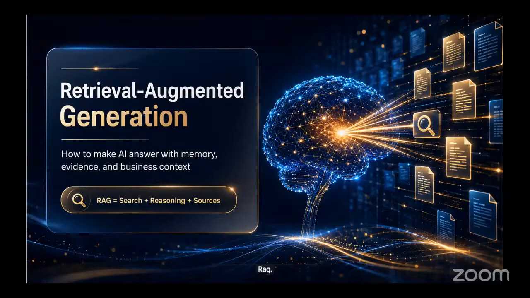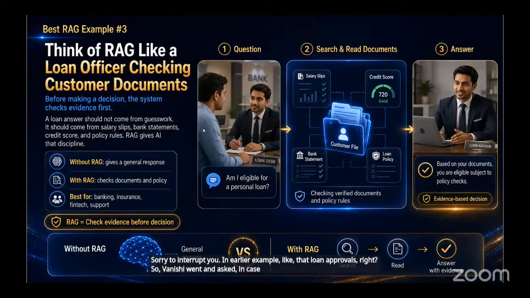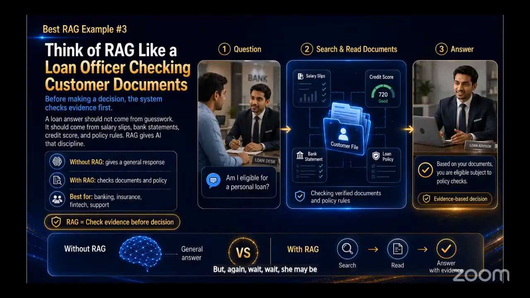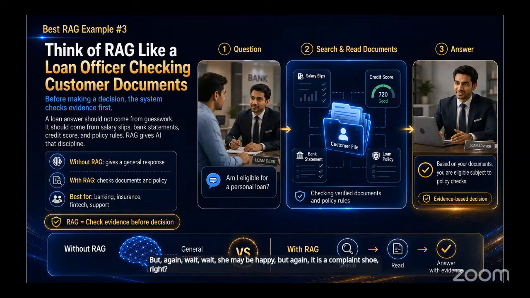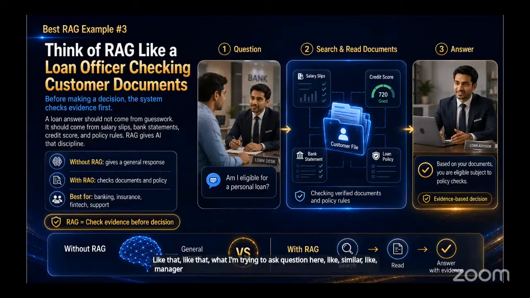Now, let's decode the full word. In the earlier loan approval example, Bhavani went and asked whether she is eligible for the loan. Without any checks, if they immediately said yes, she might have become happy, but it is still a compliance issue. What I'm trying to ask is, like a manager, can RAG also make mistakes and sometimes fool us?